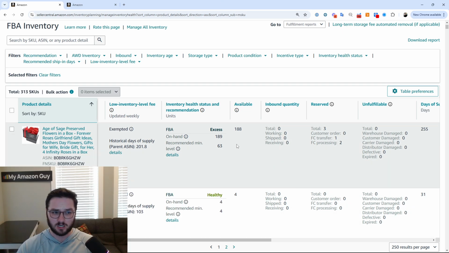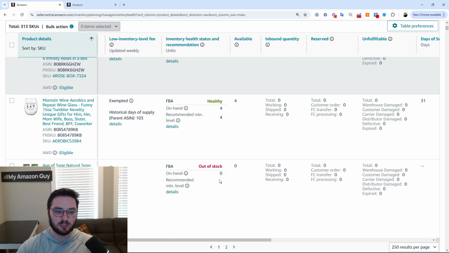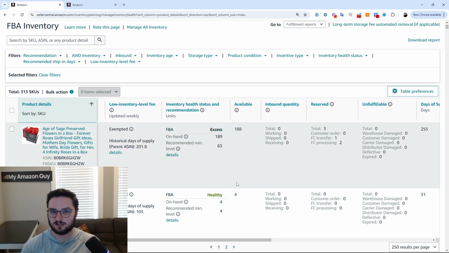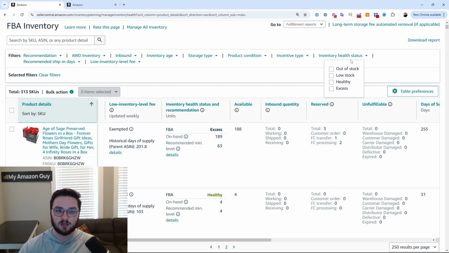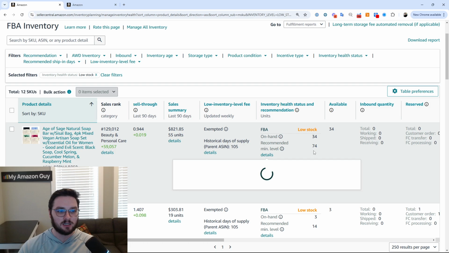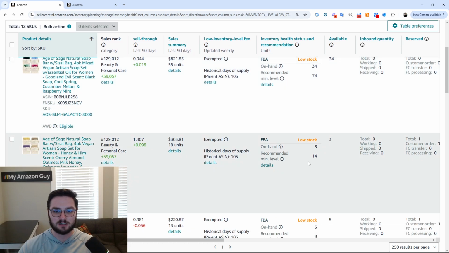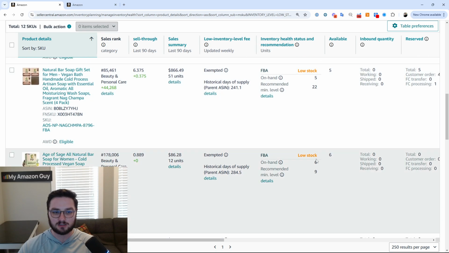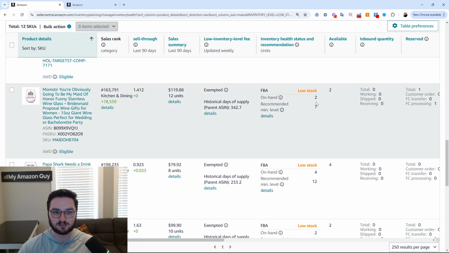Now, again, you can see we're in the excess stage here as well as the healthy stage here and the out of stock stage here. So the only typical products that are going to be applied for this are going to have the inventory health status of low stock. So let's click on our low stock, and now you can see we have several products in this range that all have low stock. You can see for the most part, this is just going to be a range of different products, usually where the on hand is below the recommended minimum levels.